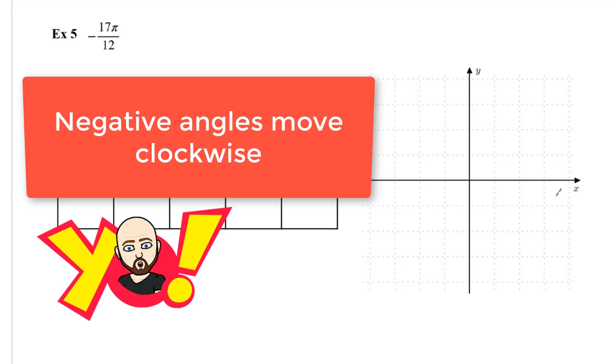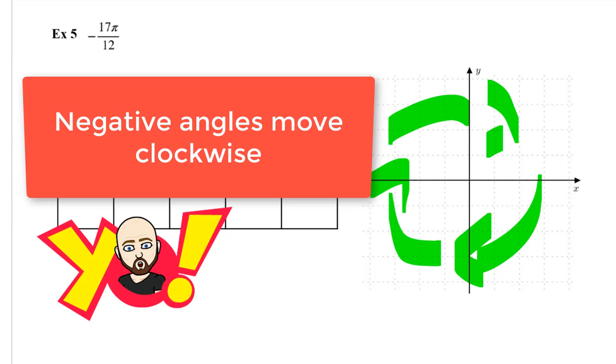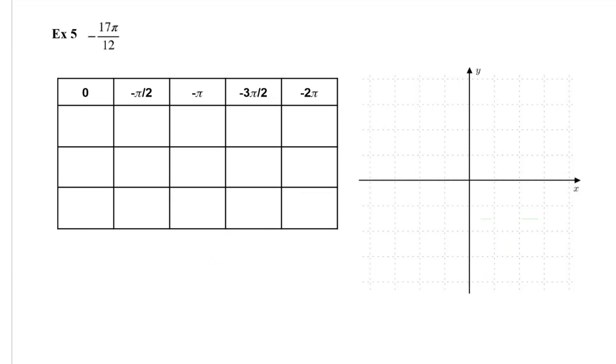So be really careful, because when we do those, we'll be going around in a clockwise direction when we go to draw that and put our pieces on there. So negative angles go in a clockwise direction. Now what I want you to do is write down above each one of these 0, negative 90, negative 180, negative 270, and negative 360, because that's what 0, negative pi over 2, negative pi, negative 3 pi over 2, and negative 2 pi are in degrees.